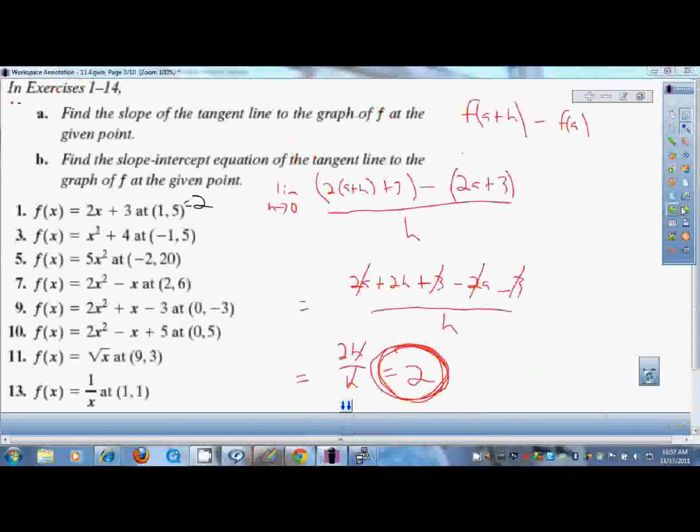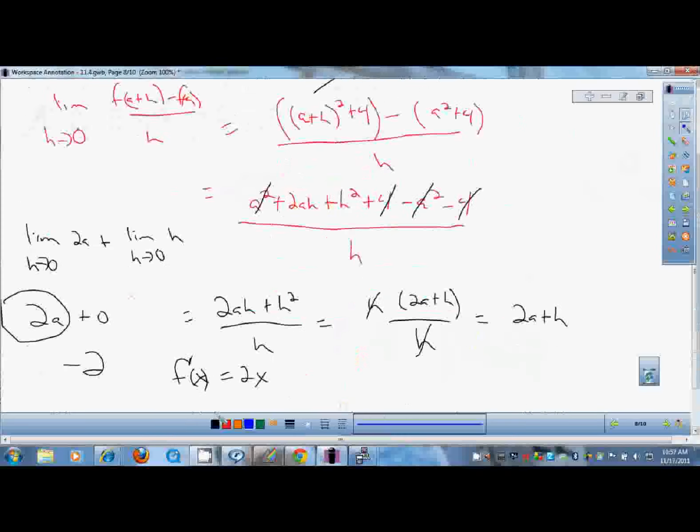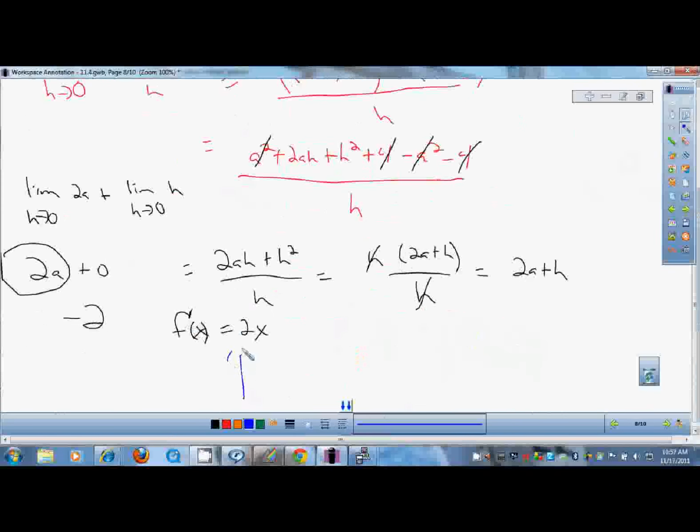Part B in the problem said, find the slope-intercept equation. The equation is this, 2x. It was right here. I just changed the a to an x. And you'd label that f prime of x. In other words, the derivative of our original function, which is the instantaneous slope function, is right here. Here's the equation. Here's your actual slope.